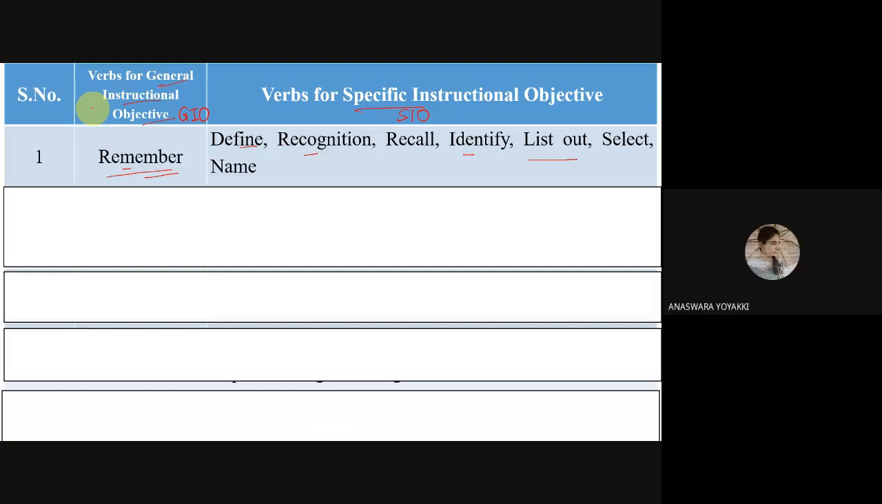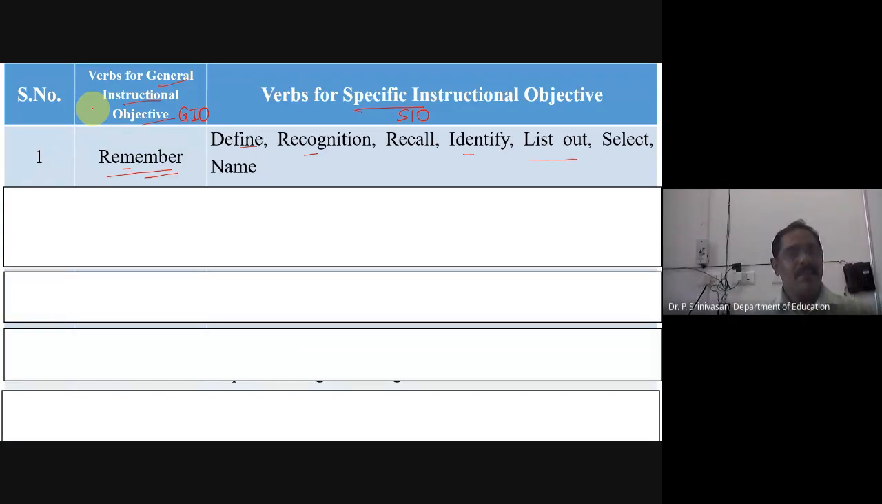Sir, GIOs are broader terms. Yes, more broader, and this SIO is very specific. From the name itself you can get that general means it is a cap term, more of an umbrella term. Still you can find deeper differences between the two, GIO and SIO. So let us have the first one as general and specific.